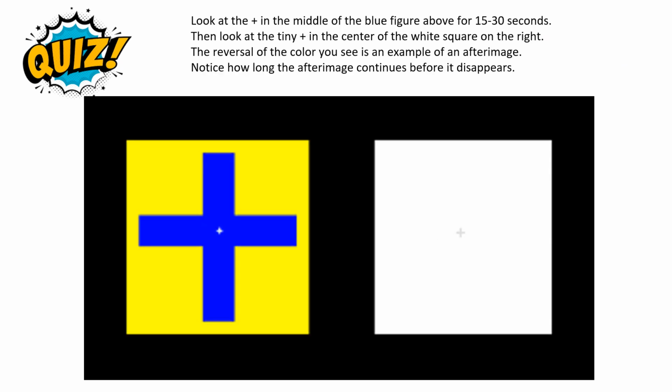Look at the dot plus in the middle of the blue figure above for 15 to 30 seconds. Then look at the tiny dot plus in the center of the white square on the right. The reversal of the color you see is an example of an afterimage. Notice how long the afterimage continues before it disappears. Write in the general chat, what color did the cross and background invert their colors to?